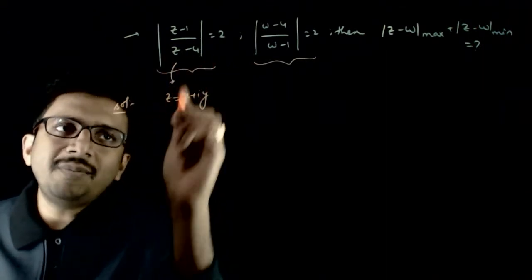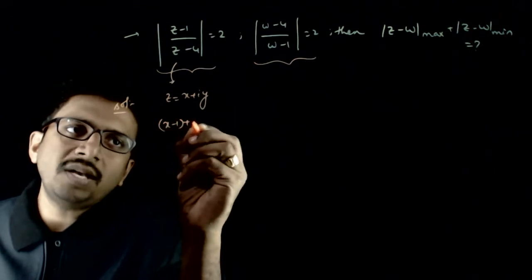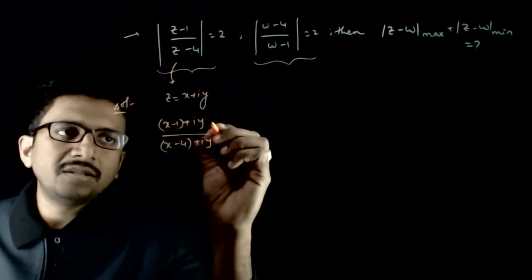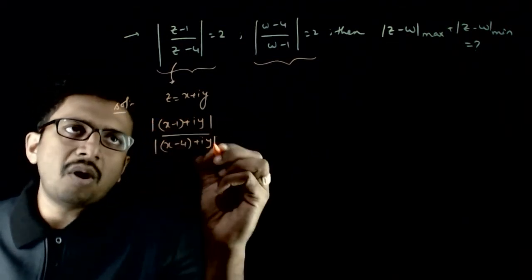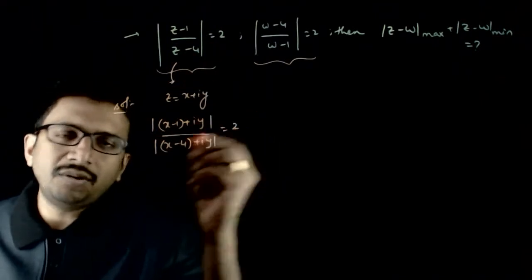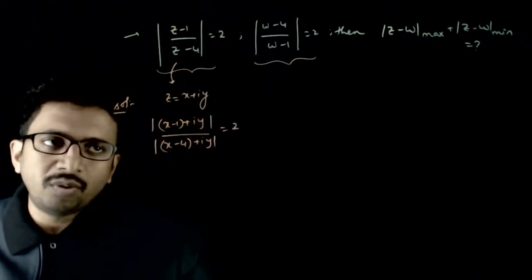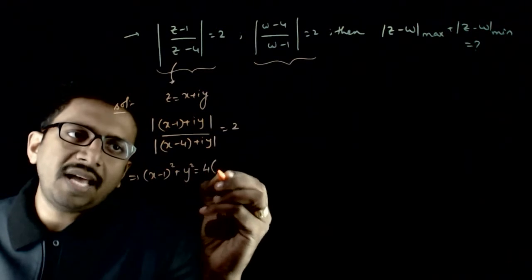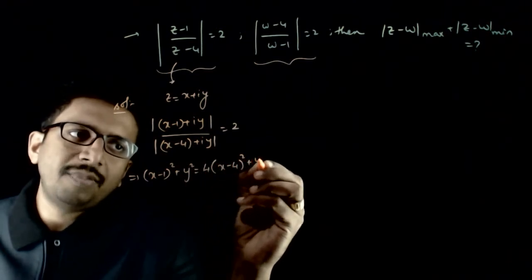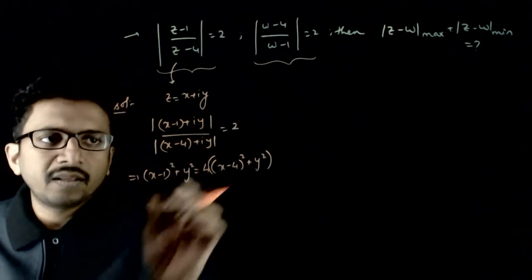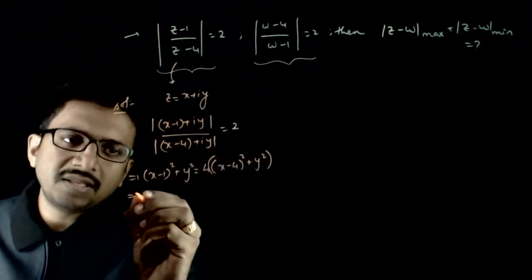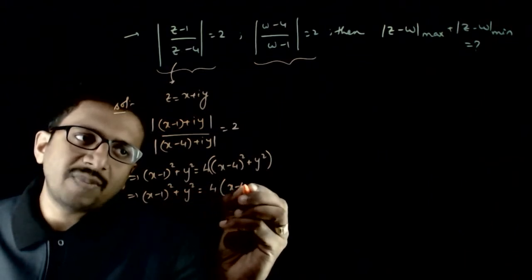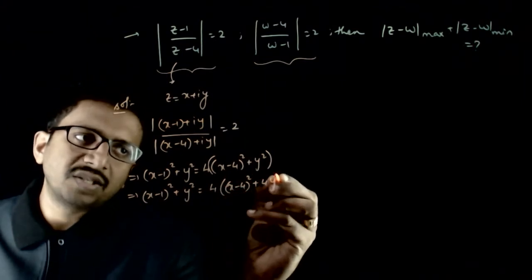So what is z minus 1? Z minus 1 is nothing but x minus 1 plus iy by x minus 4 plus iy. So mod of z1 by z2 is mod z1 by mod z2, which is equal to 2. I'll cross multiply this and square it on both sides. So you get x minus 1 whole square plus y square is equal to 4 times x minus 4 whole square plus y square. This implies x minus 1 whole square plus y square is equal to 4 times x minus 4 whole square plus 4y square.